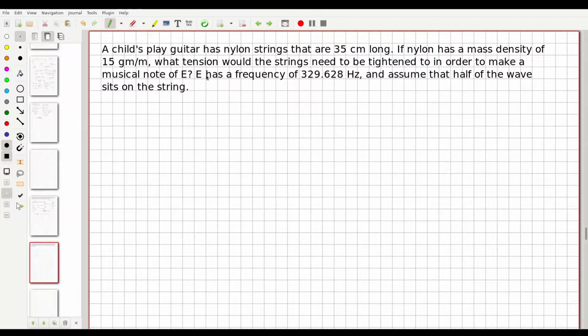Now, here's another one. You have a child's play guitar that has nylon strings that are 35 centimeters long. Now, the nylon itself has a mass density of 15 grams per meter. And what I want to know is what tension the string would need to be tightened to in order to make a musical note of E. Now, a musical note of E has a frequency of 329.628 hertz.